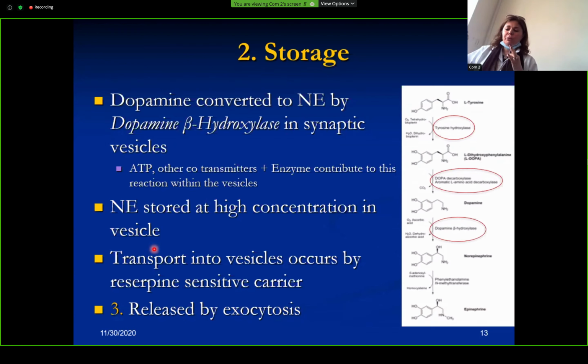waiting for action potential. So before, reserpine was one of the first medications to decrease blood pressure. It's transported to the vesicle by a reserpine sensitive carrier. Okay, so this is something related more to how they know where this medication acts. Do they block, or is it on the vesicles? Reserpine was one of the first medications. And then remember you have the exocytosis.